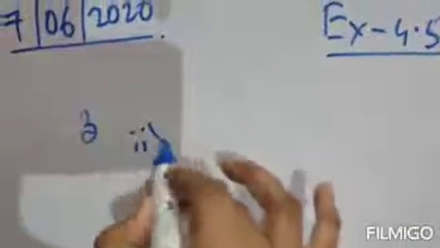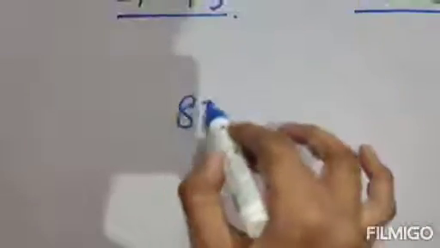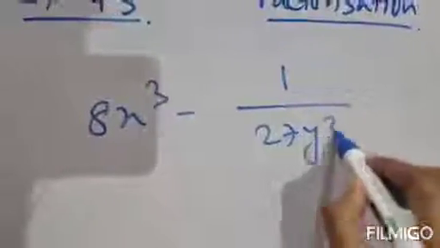So question number 2 solved. Next question, question number 3.2. Question number 3.2 says 8x cube minus 1 by 27 y cube.